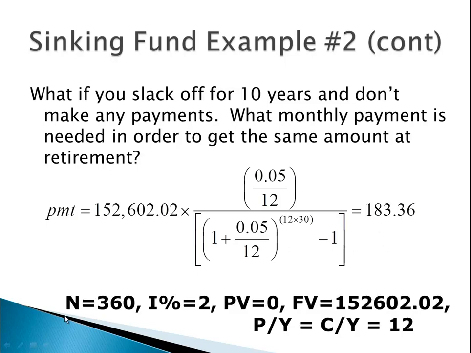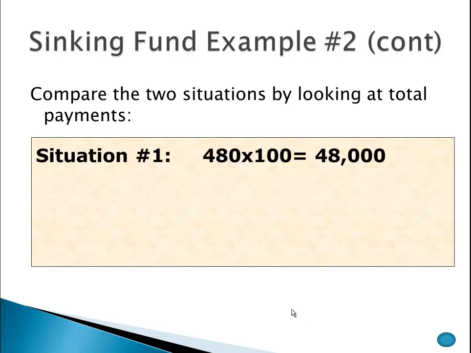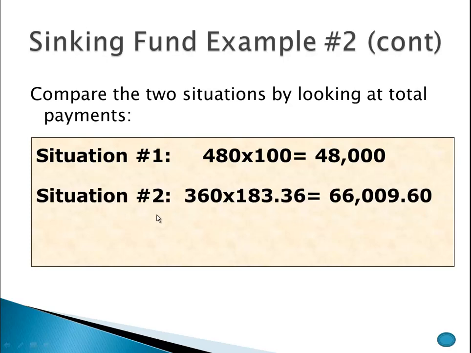Now, if you're using the calculator, these are the numbers that I put into it. This time I have a future value, and then I go back to payment, PMT, and that's where I do my Alpha Solve. Let's compare these two situations. In situation number one, I made 480 payments of $100 each, so I made total payments of $48,000 to get that amount. But in situation two, by not doing anything for 10 years, I now make 360 payments, 30 years, but now I make payments of $183. So each month I'm paying $83 more. I slacked off for 10 years, had a lot of fun, but now I'm paying for it.